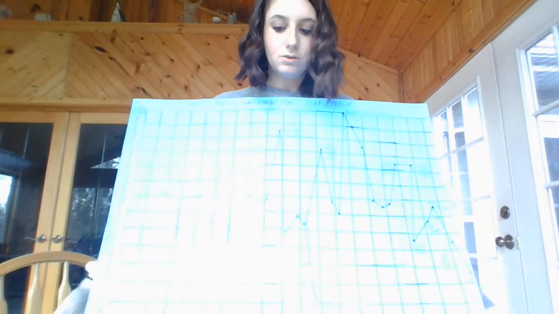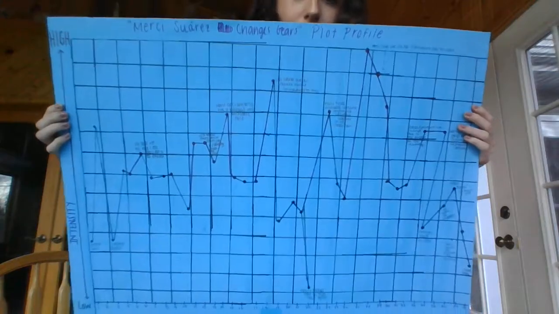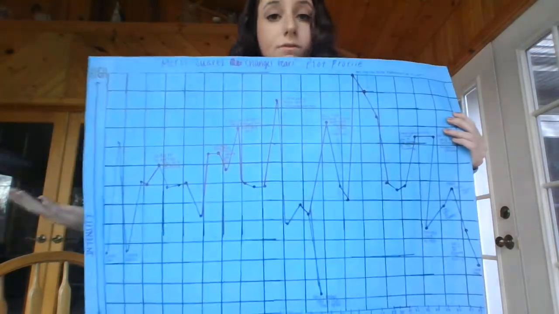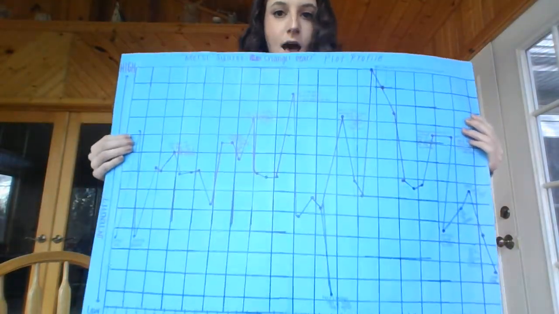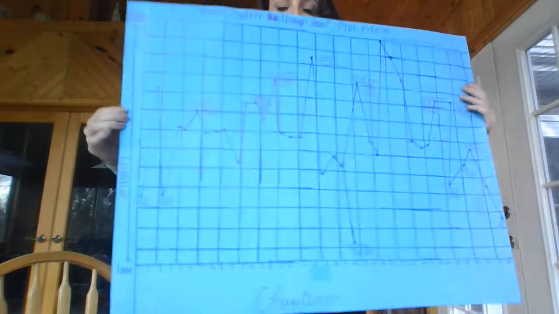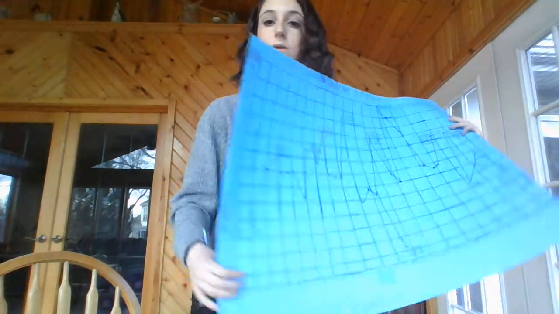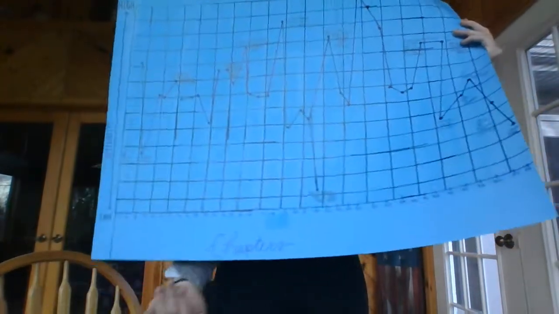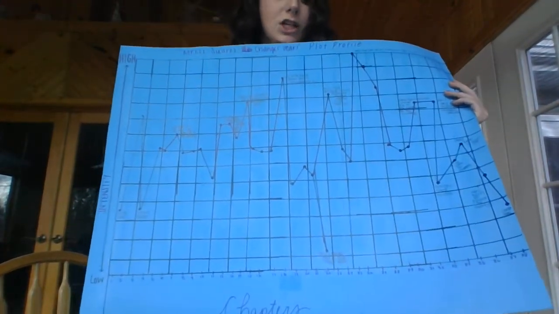So how you would use this strategy is that you would prepare the plot profile first. You would make the grid, or you can find one. I didn't find one big enough, so I made it myself. You would label the x-axis, the intensity side. Up top is a higher intensity, and on the bottom is a lower intensity. And then along the y-axis are your chapters. So we had 38 chapters in Mercy Suarez Changes Gears.